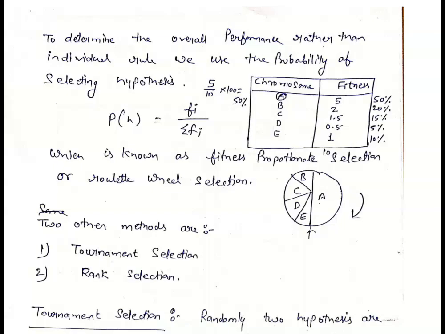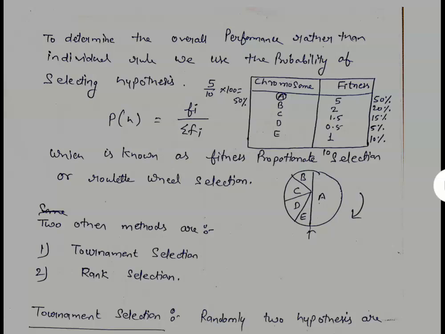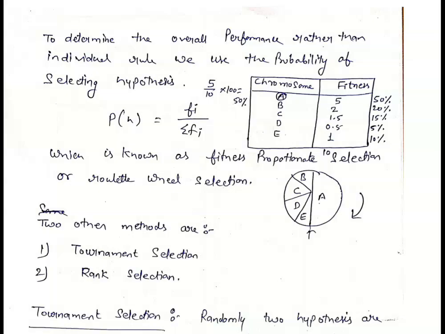So in the circle, 50% area is covered by A and 20% is covered by B and 15% is covered by C and 5% is covered by D and 10% is covered by E. When the wheel rotates, the 50% area of chromosome A is most likely selected by roulette wheel selection. Some other methods are used to determine the fitness. Number one is tournament selection and second one is rank selection.